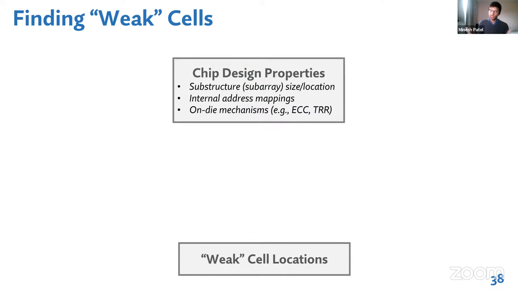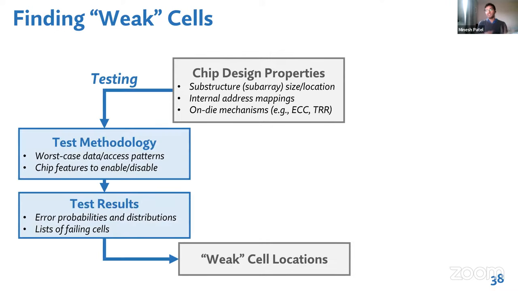In either case, we start with the chip design properties. So we know something about the DRAM chip microarchitecture. Based on that, we can either develop a testing methodology, which uses worst case access patterns and features on the chip that we know to try and mitigate these errors, and configures the DRAM chip so that we can study the errors directly, which gives us some test results, right? So error probabilities for different cells, statistical error distributions across the chip, lists of failing cells and things like that. And from that information, we can then infer the locations of weak cells.